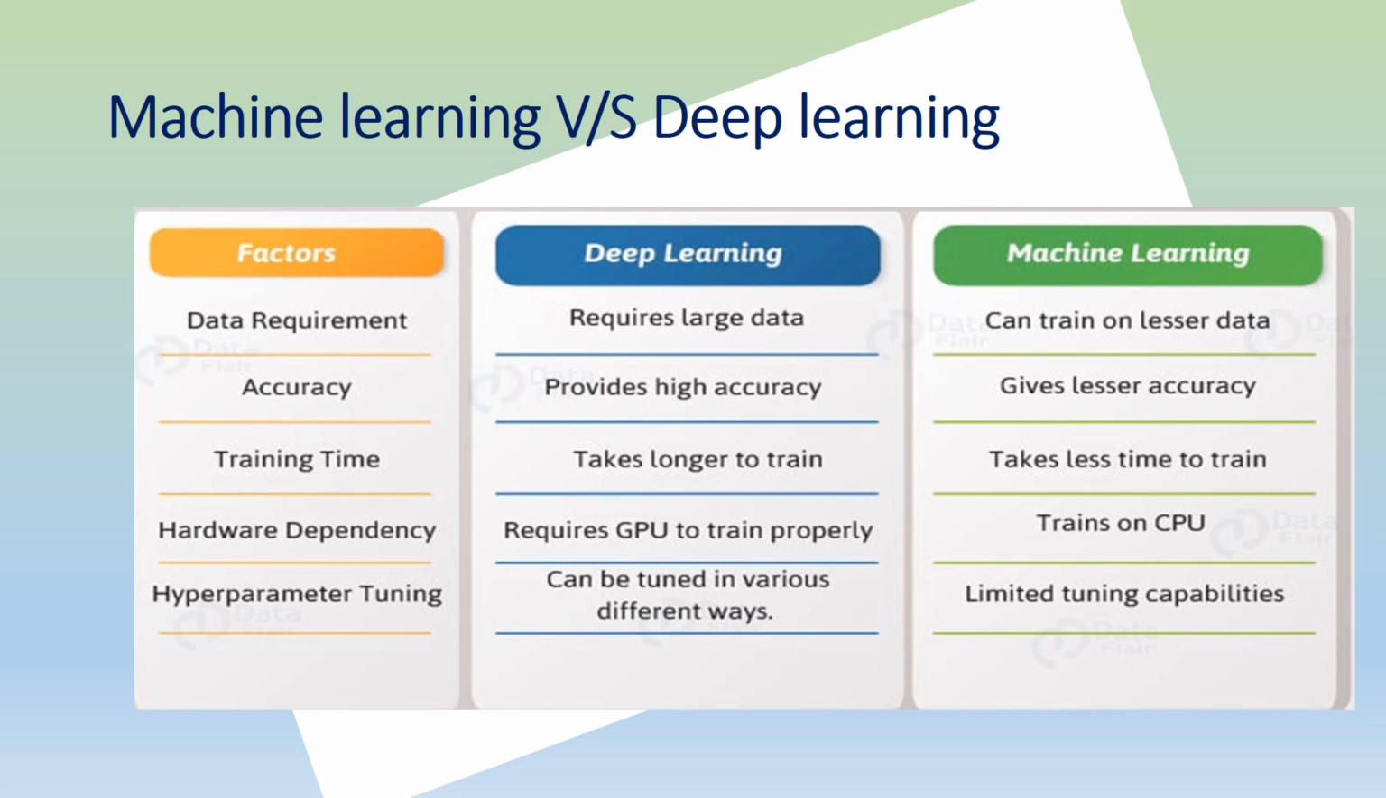Now hardware dependency: deep learning requires a GPU to train properly, and machine learning trains on a CPU. Now hyperparameter tuning: in deep learning, parameters can be tuned in various different ways, whereas machine learning has limited tuning capabilities.